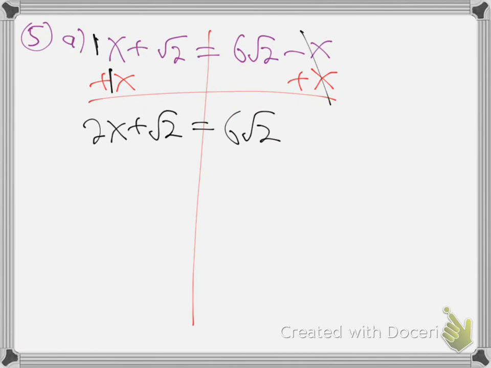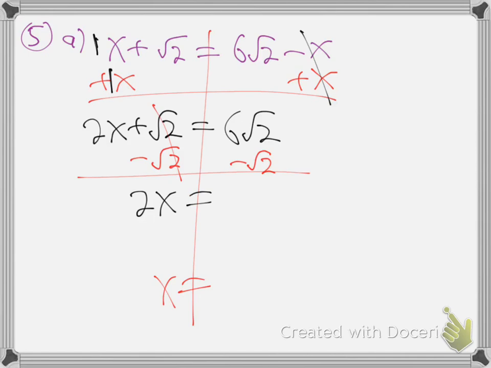That's good. That's a good first step. Next, x is trying to get alone. We want to get x all by itself. That's our goal. X is saying, I want to be alone. Get rid of this 2. Get rid of that root 2. I want to be alone, right? That's the goal. So what do we do first? Subtract the root 2 from both sides. Gone. And that'll be 2x.